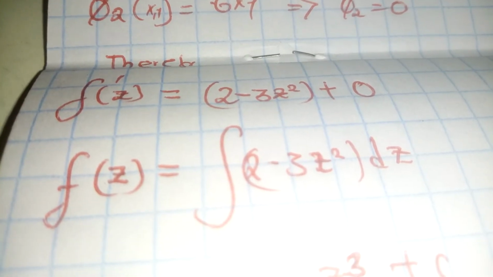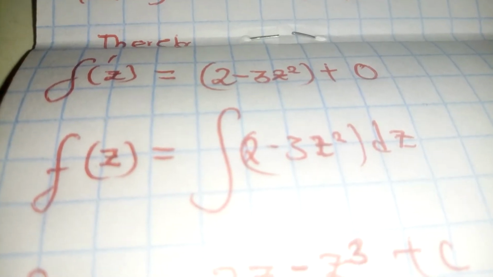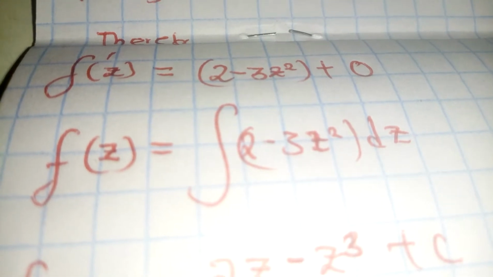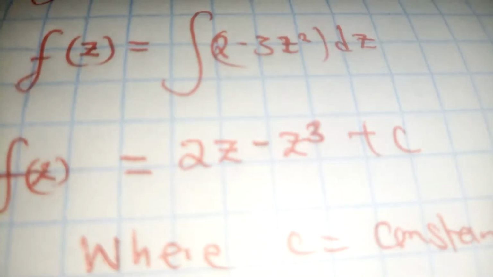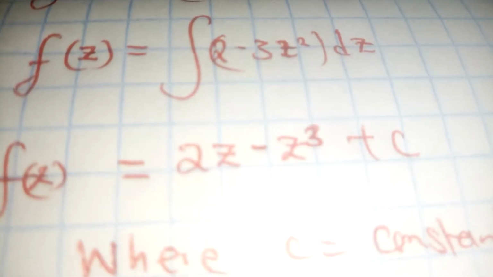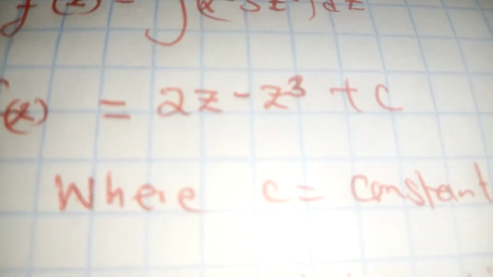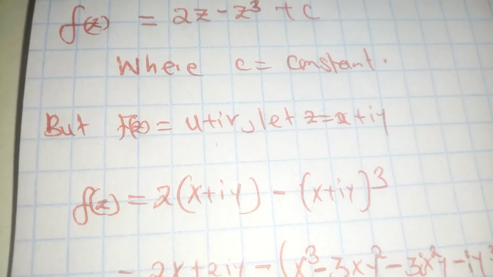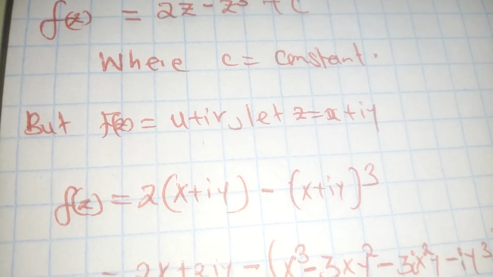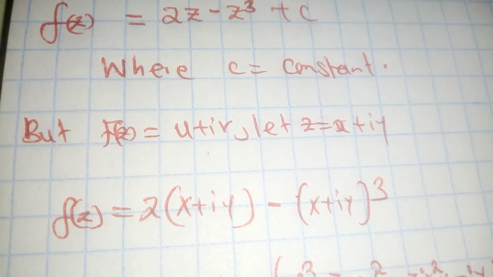And because we have the derivative of f of z, we can find the integral so that we get the function of z to be equal to the integral of 2 minus 3z squared dz. Okay, so our f of z is equal to 2z minus z cubed plus a constant. Now, we know that f of z is in the form of u plus iv. Let us say z is equal to x plus iy, a complex number.